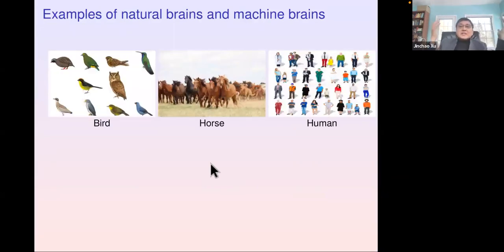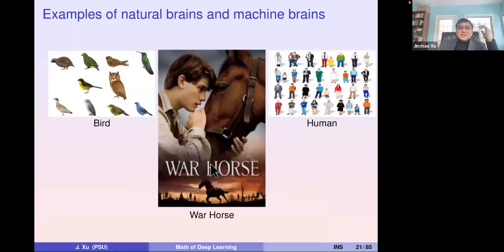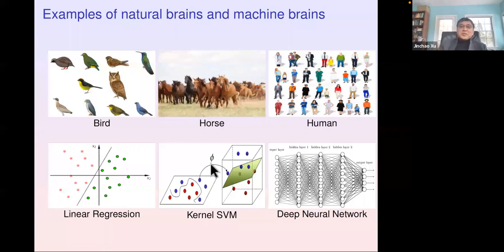It's like all the species have different levels of brain capacity. I don't know, would you believe the bird has any brains, or that they can think? But I just recently watched the movie War Horse. The horse in the movie seems to be able to communicate with humans. It has certain brains, certain intelligence.